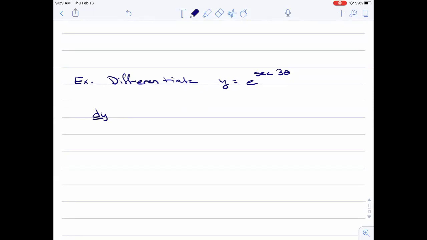My variable is theta, right? So then I'm going to write dy d theta. You always just differentiate with respect to the variable. If I had find dy dx of this e to the secant 3 theta, well, there is no x, so it would go to 0, right? The derivative of this would be 0 because there is no x.